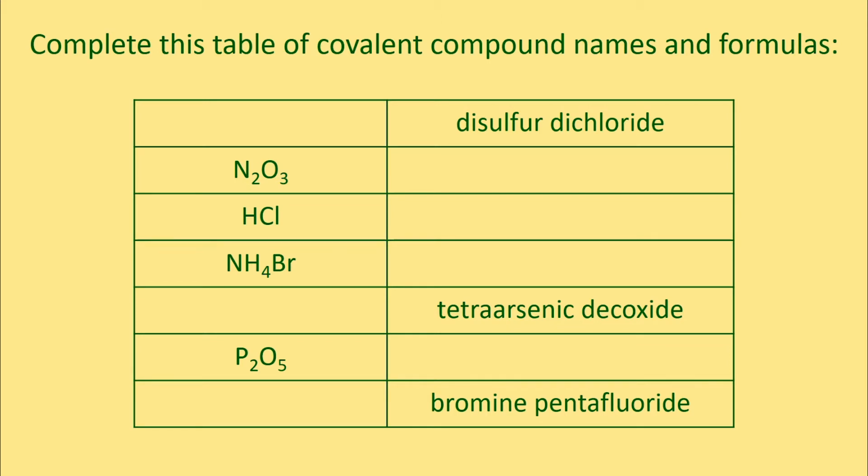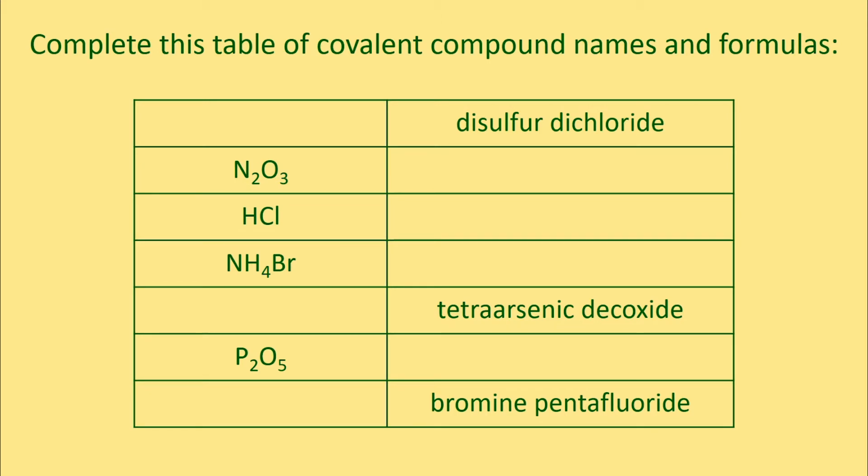Now let's practice some covalent chemical formulas. So these are all covalent chemical formulas. Let's practice naming a covalent compound from its chemical formula and writing the chemical formula of a covalent compound from its name. So here we have a table. Complete this table of covalent compound names and formulas.